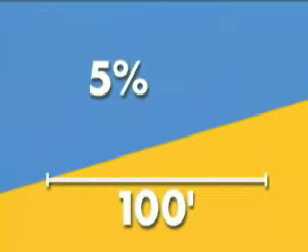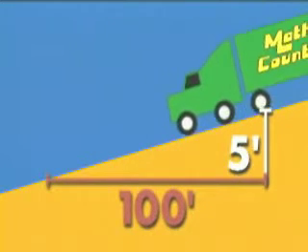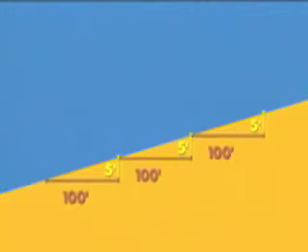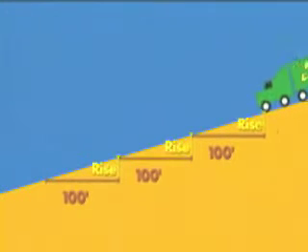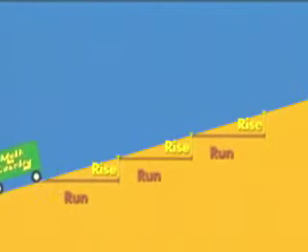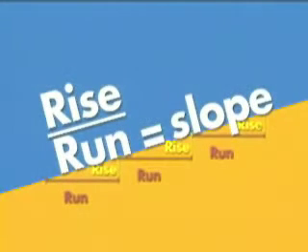If a hill has a grade of 5%, it means that for every 100 feet you travel horizontally, you gain or lose 5 feet vertically, depending on which way you're driving. So, driving down this hill, for every 100 feet of horizontal change, there's a vertical change of 5 feet. This pattern repeats itself as long as the road maintains the same grade. Sometimes the vertical change is referred to as the rise, and the horizontal change is referred to as the run. The ratio of rise to run is called slope. The slope of a line describes its steepness or rate of change.